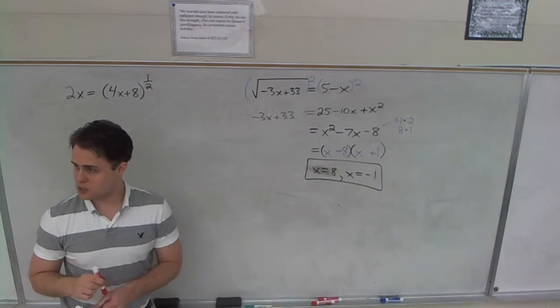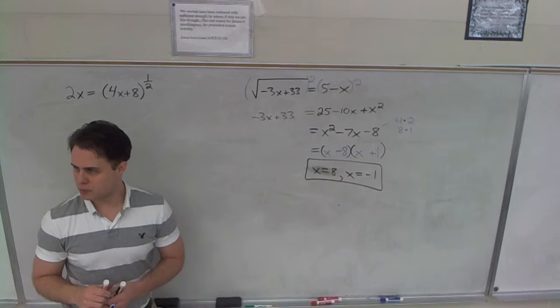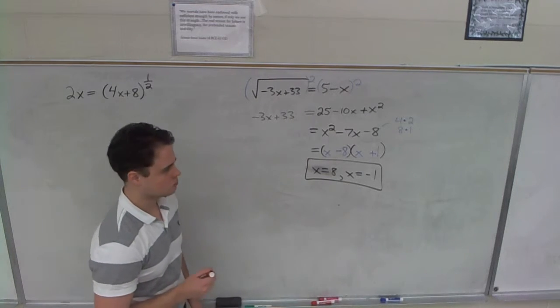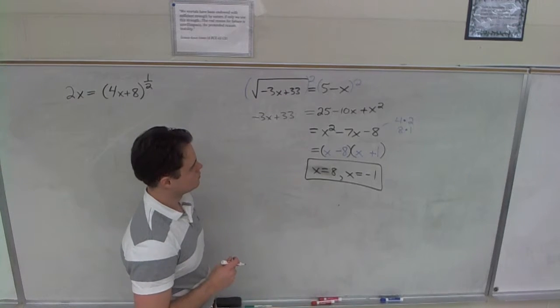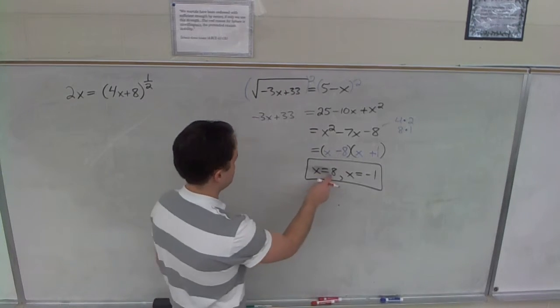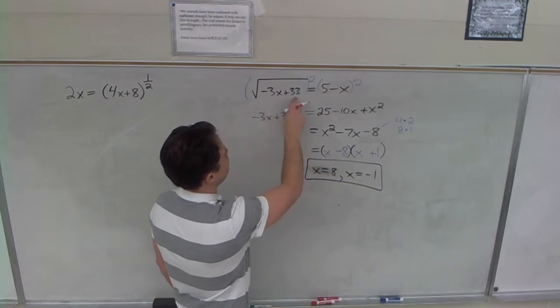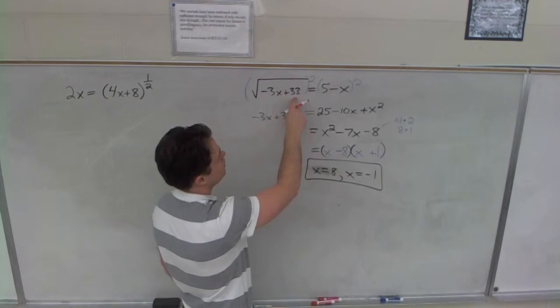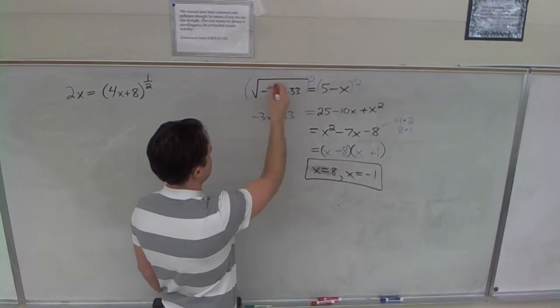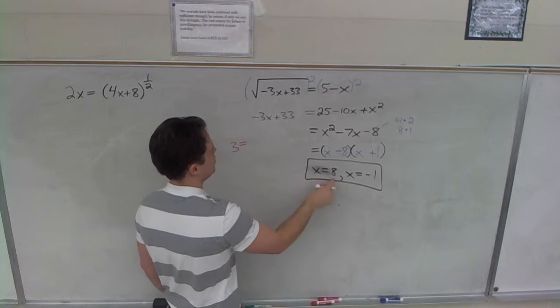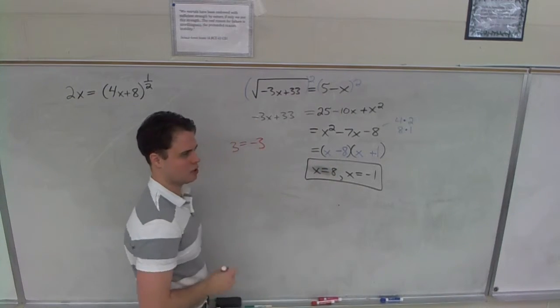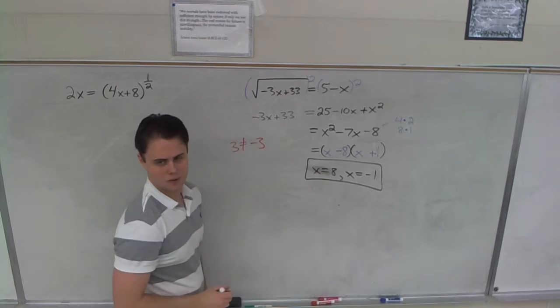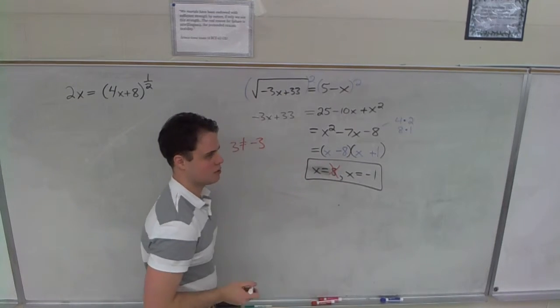So we could visualize it as a graph again, but let's pretend we're really pressed for time. Do these both work? They could. Check them. So if I put in 8, -24 plus 33, is that 9? So that says square root of 9, that's 3 equals 5 minus 8. Is 3 equal to -3? No. So that doesn't work. He's out.